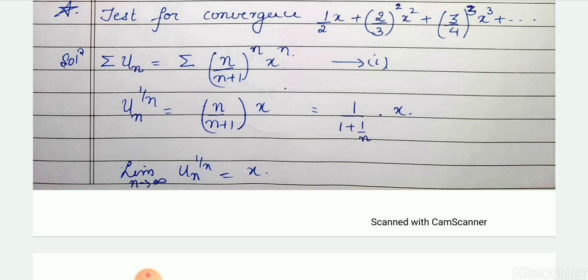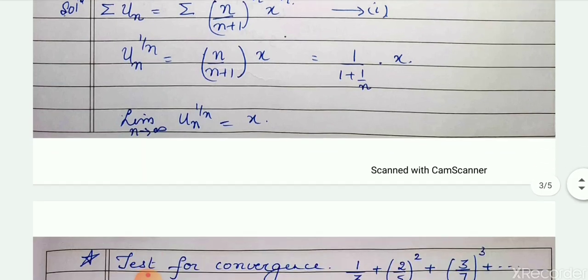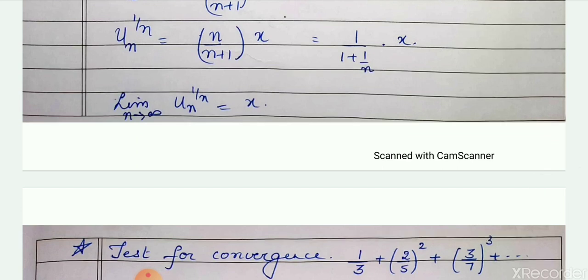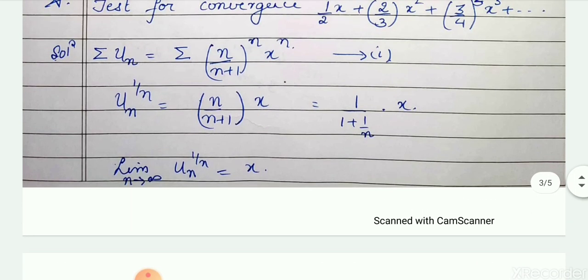Then we have to take the limit as n tends to infinity. So we express it and write 1 divided by 1 plus 1 by n into x. Take the limit, it is x. And the next part you already know what is to be done. Write it in general. For x less than 1, sigma un converges. X greater than 1, sigma un diverges.